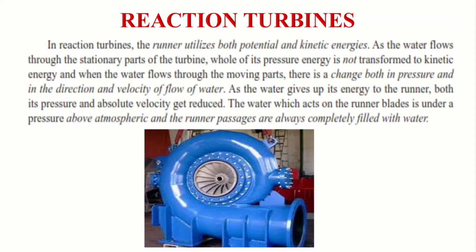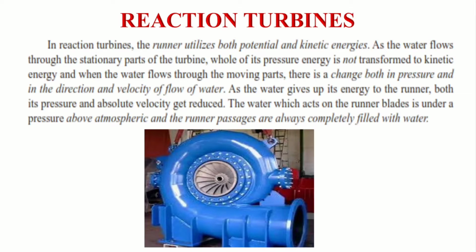In the case of an impulse turbine, the runner uses the kinetic energy only, because before striking the runner, the whole pressure energy gets converted into kinetic energy when it passes through the nozzle. Here, as the water flows through the stationary part of the turbine, the whole of its pressure energy is not transferred to kinetic energy. And when the water flows through the moving parts, there is a change both in pressure and in the direction and velocity of flow of water.